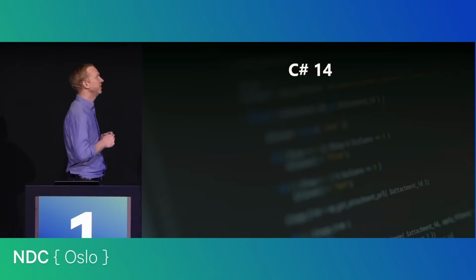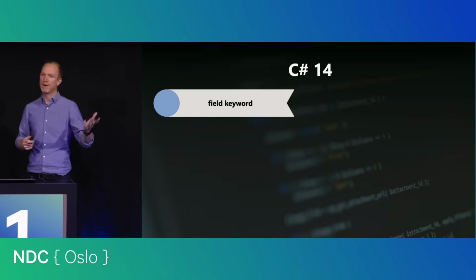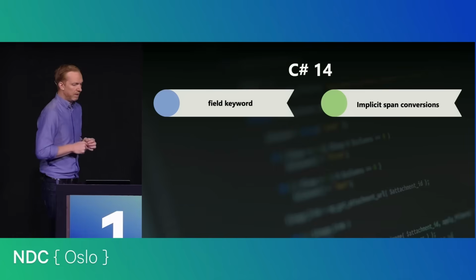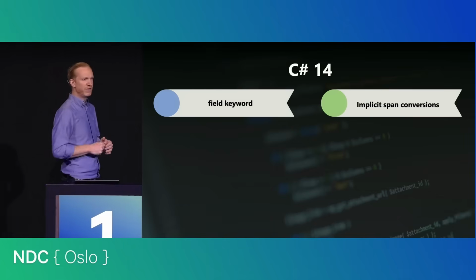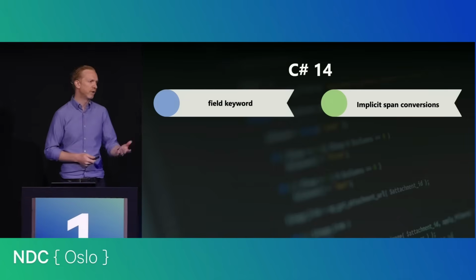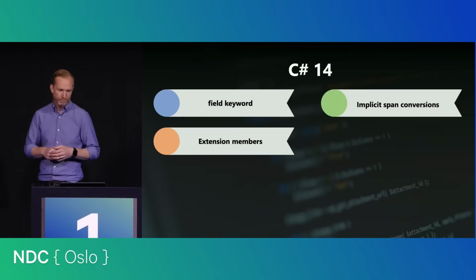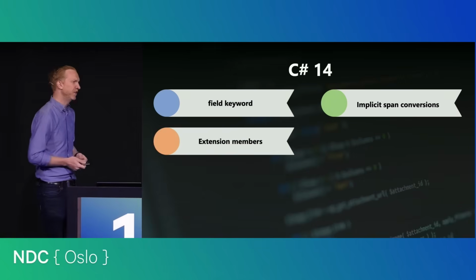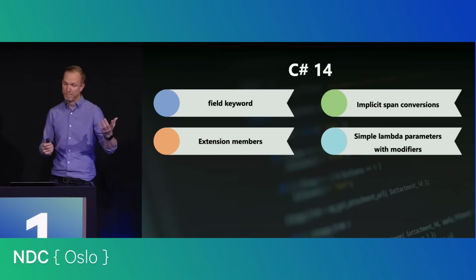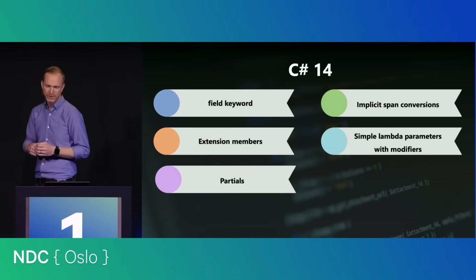So for C# 14, there's a field keyword that's no longer a preview feature. There's implicit span conversion, so it's easier for you to use spans everywhere. It will just do implicit conversions wherever possible. There's this thing called extension members, or extension everything. There's simple lambda parameters with modifiers.